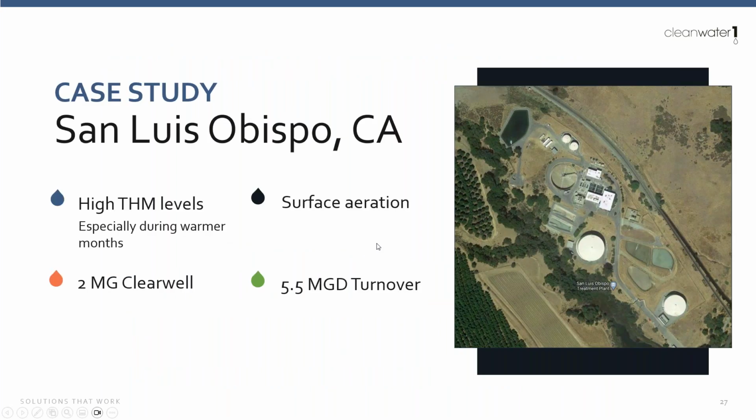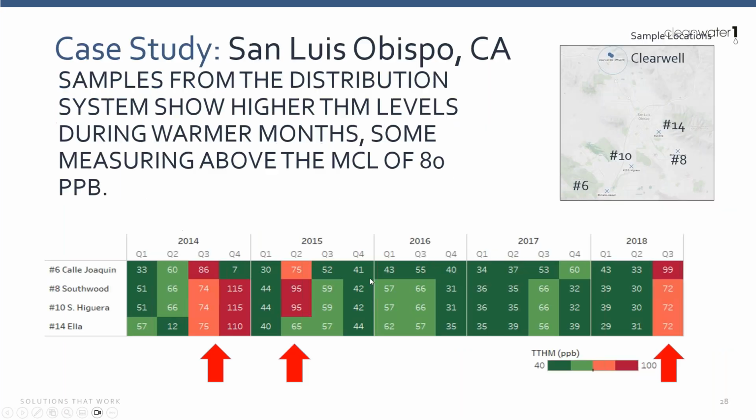Here's a case study from close to home for us out here in California, San Luis Obispo. Beautiful, beautiful place to be. These guys have got a 2 million gallon clear well, turning over 5.5 million gallons a day. And they've got high THMs throughout their distribution system. So you can see time is not on our side here. That'll give you a clue where we're going.